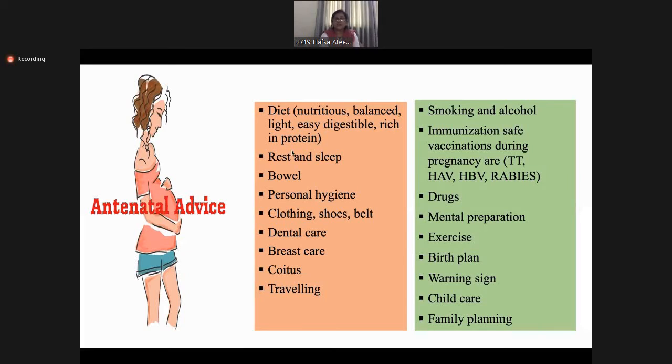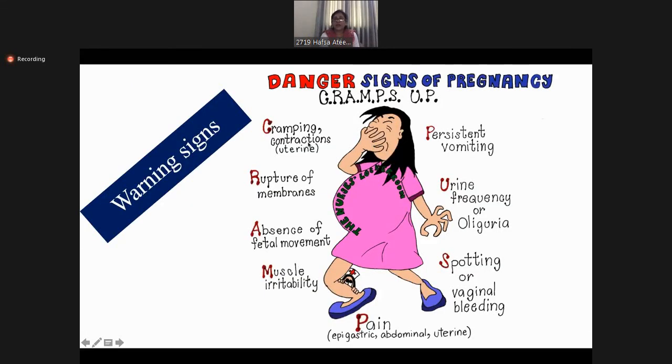These are the certain warning signs of pregnancy: cramping contractions, persistent vomiting, frequency or less urine, oliguria, rupture of membranes with passage of gush of fluid per vagina, absence of fetal movements. If she's not feeling any movements, that's very dangerous. Muscle irritability, spotting or vaginal bleeding anytime in pregnancy is dangerous, and she should immediately report to the doctor. So these are the actual warning signs, and for these warning signs, she should immediately consult the doctor.